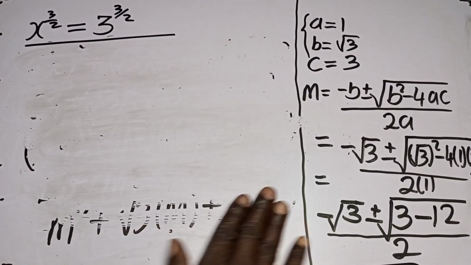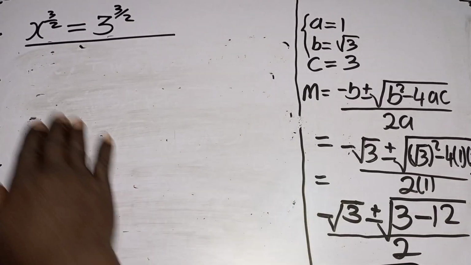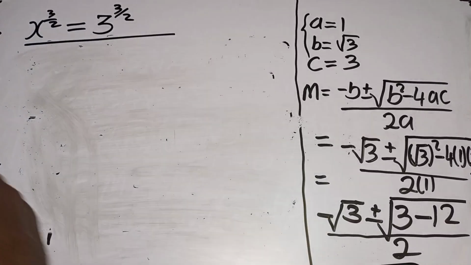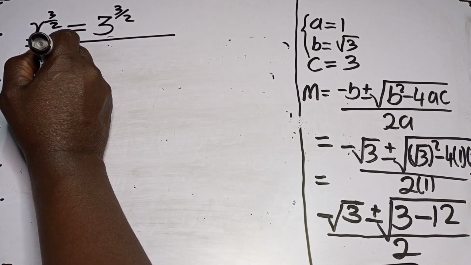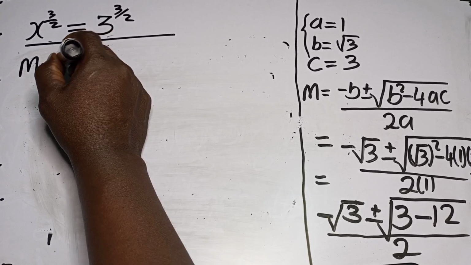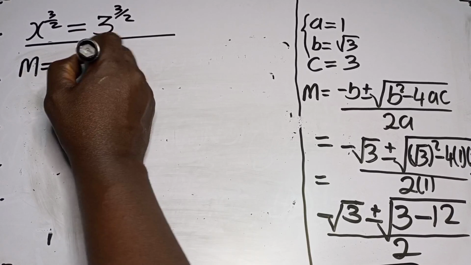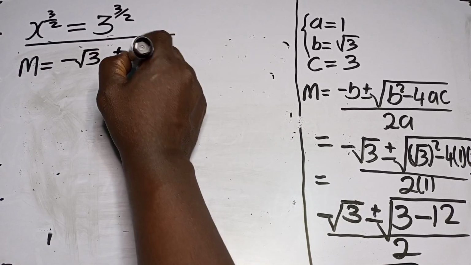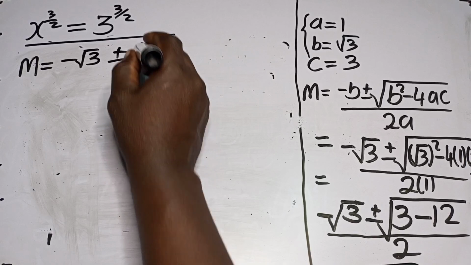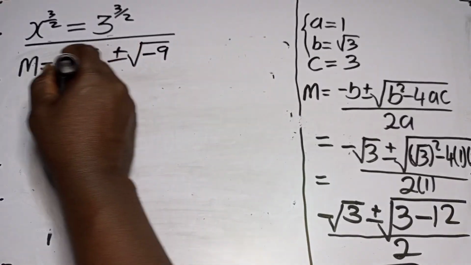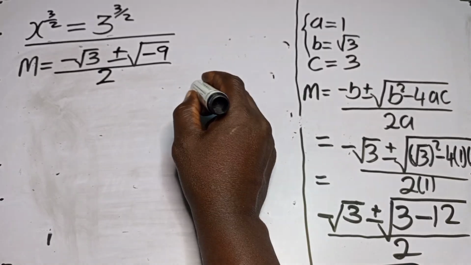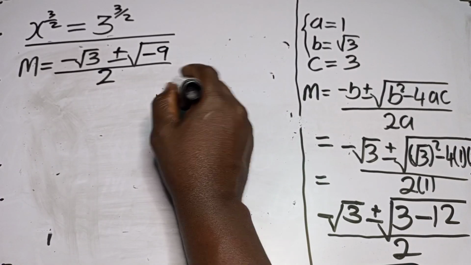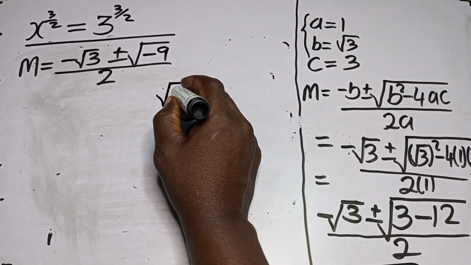We have our two values of m given by that expression. So let's write it down again. m equals negative root 3 plus or minus root of 3 minus 12, which is negative root 9, all over 2. Now, what is root negative 9?